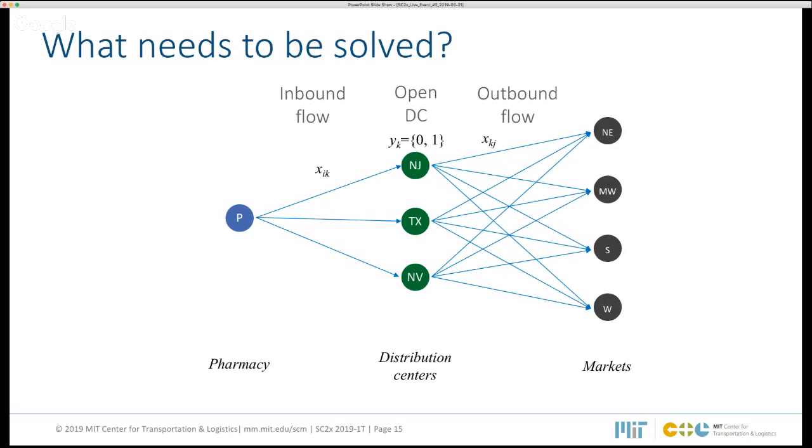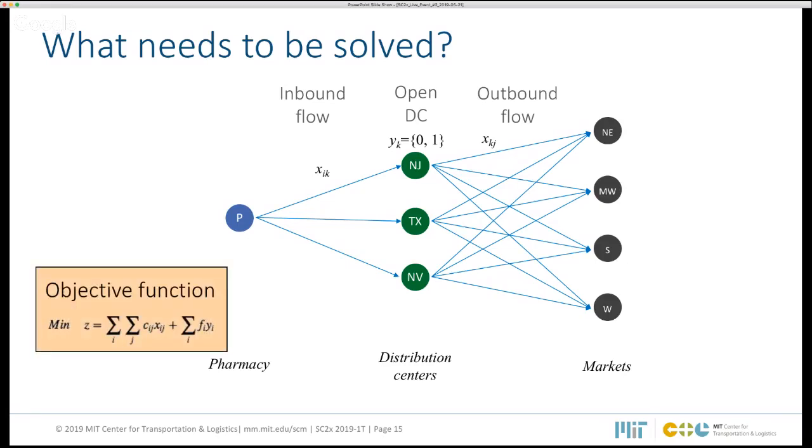Inbound flow, outbound flow, and also the decision regarding whether or not to open the distribution centers. In this sense, what we are trying to minimize in the objective function is just the combination of the transportation costs and the fixed costs. So transportation costs will consider the unit transportation cost that I showed in the previous slide, and the inbound and the outbound flow. And the second component of the objective function will take care of the decision of opening or not the DC plus the fixed cost. Okay, so this is a typical objective function.